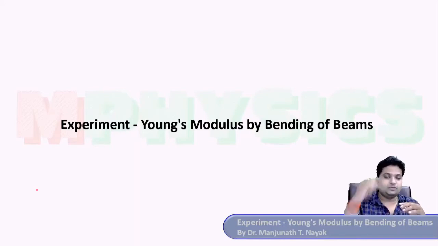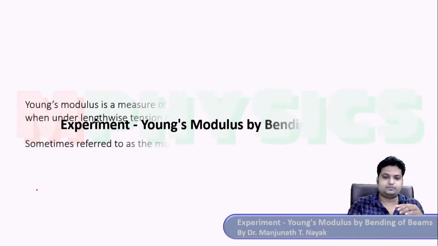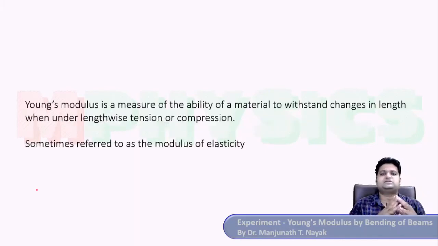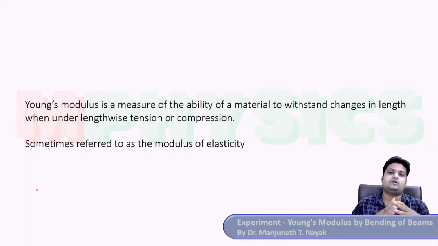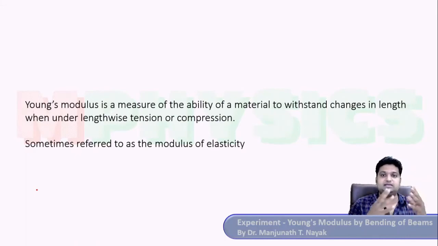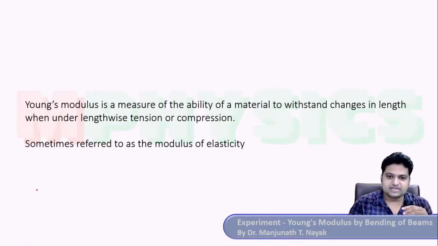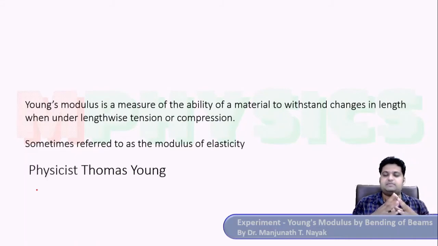Let's see. So before I start with the experiment, just two points to discuss. What's Young's modulus? It's a measure of the ability of the material to withstand changes in length when under lengthwise tension or compression. So you compress it or you put tension on it, how much it can withstand these changes is what Young's modulus is, and that's why it is also called modulus of elasticity. Steel is a very elastic material because it withstands the changes quite well. Of course, it is named after the physicist Thomas Young, who calculated these values first.